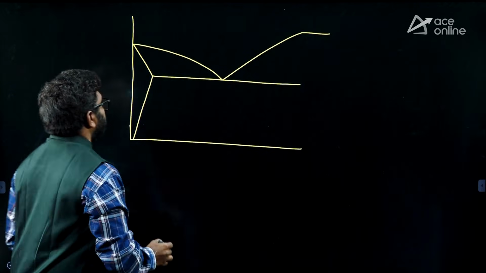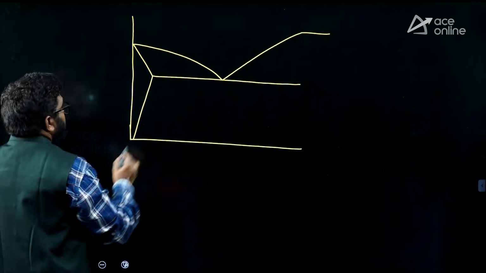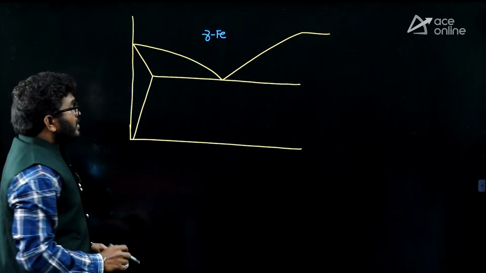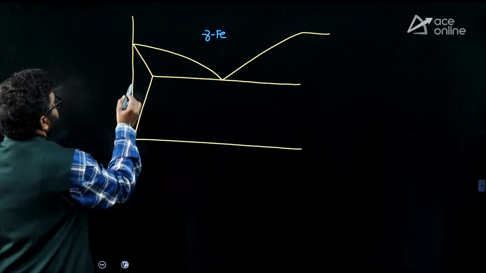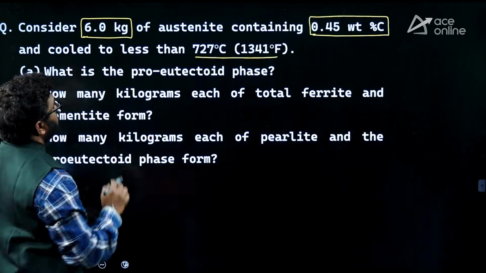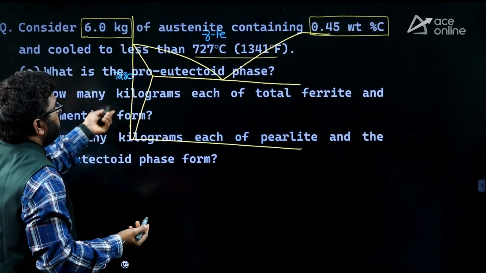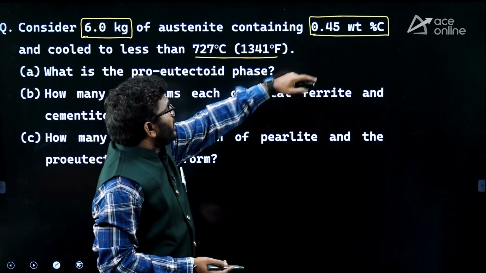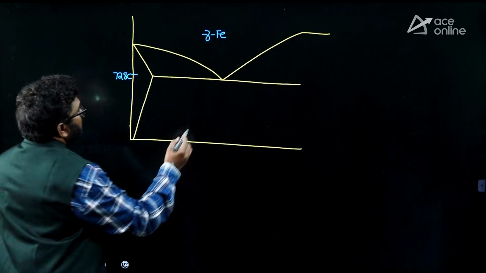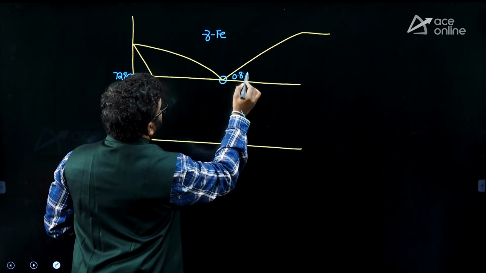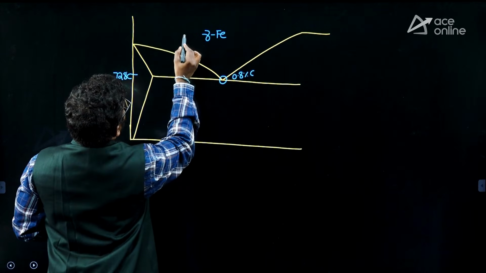So, remember, this is gamma iron. This is the 727 degrees Celsius eutectoid temperature; 727 is given in the question. Now, 0.45 weight% carbon. Remember, here we are having 0.8% carbon, so 0.45 means somewhere else.